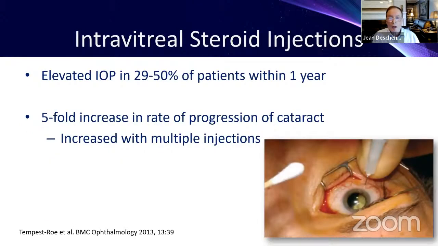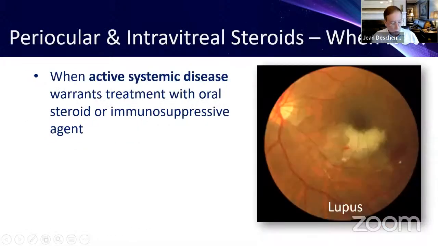Now, intravitreal steroid injection: there's elevated intraocular pressure in 29 to 50% of patients. Within 1 year, there is a 5-fold increase in the rate of progression of cataract, and that increases with multiple injections. This is from this paper, published by Tempest and Rowe in the British Journal of Ophthalmology in 2013.